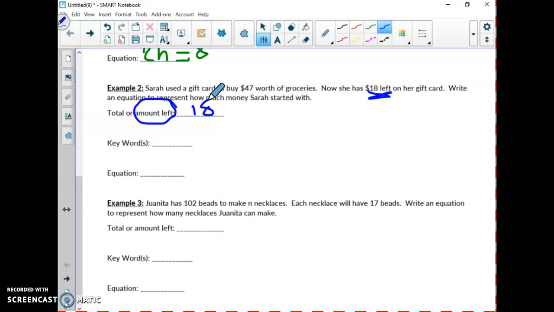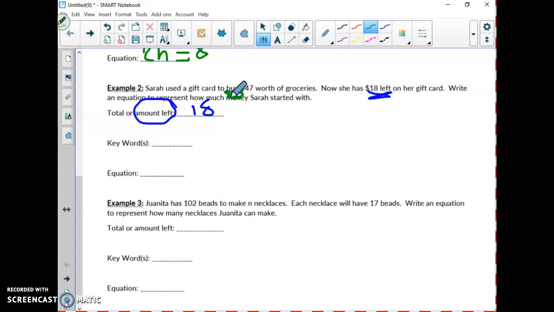So let's look at this again, sentence per sentence, and see if we can find out what our keywords are. That's going to tell us what operation we're doing. So it says Sarah used a gift card to buy $47 worth of groceries. Is there a keyword there? There is. Can you figure out what it is? Good, awesome. So you should have been able to identify buy as the keyword here. Okay, buy is our keyword here.